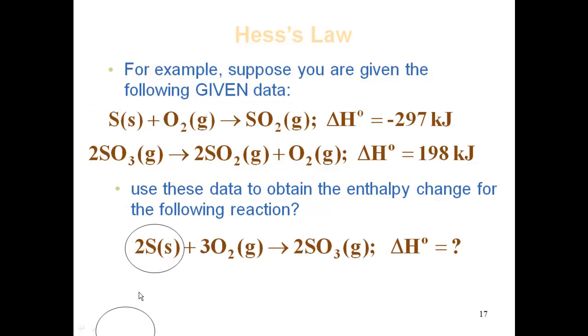The answer is yes in the first one. So then I'm going to ask myself those 2 questions. Number 1, is it on the correct side? The answer is yes. It has to be on the reactant side, and it is. Is it the correct number of moles? I need 2 moles of sulfur in my question. How many am I given? 1. So then I'm going to have to multiply everything by 2. So I'm going to have to multiply that whole equation by 2.